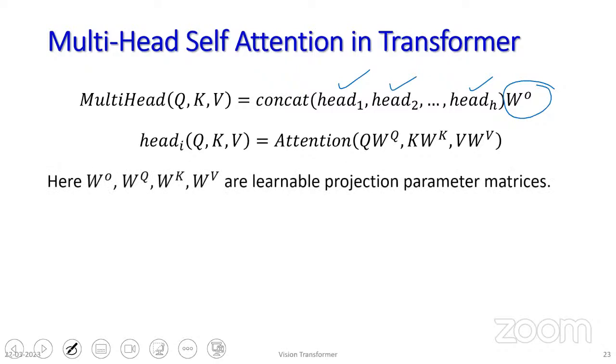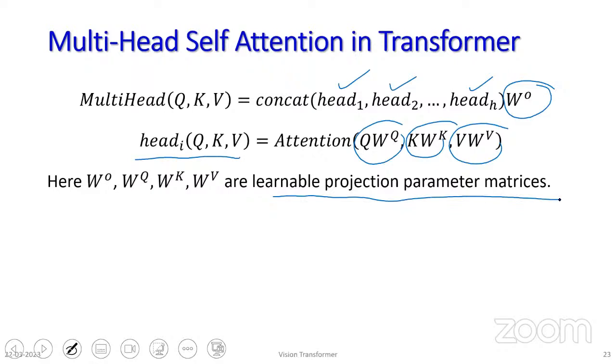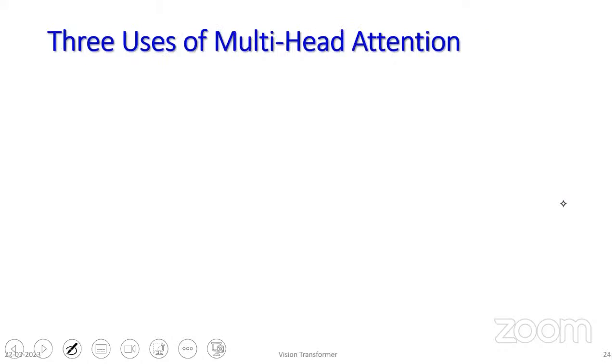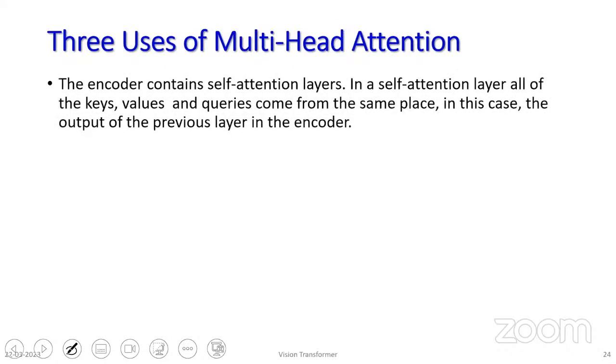Each head is basically the attention of Q W_Q, K W_K, V W_V. Here, each of these is a learnable projection parameter matrix. Why projection matrices? Because we are transforming from one space to another space, so one needs to project from one dimension to another dimension. So these are learnable projection matrices. And if you see, there are three uses of multi-head attention.